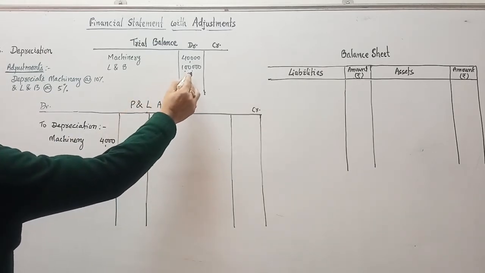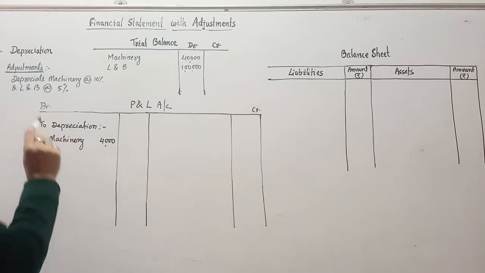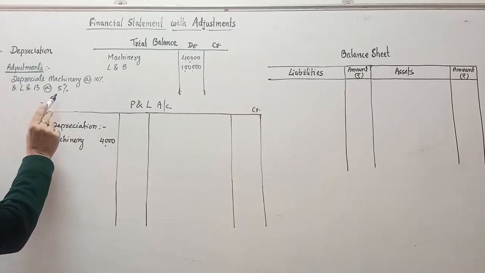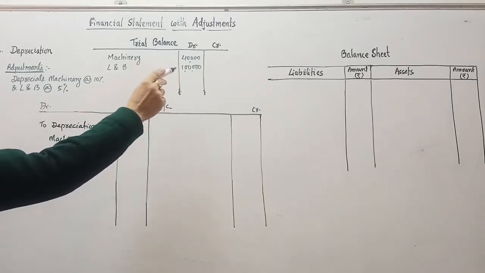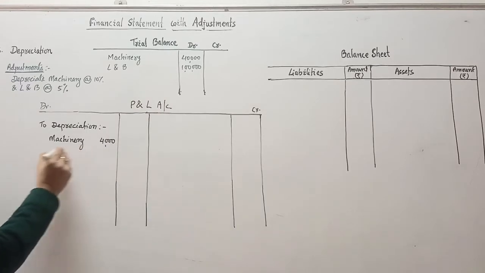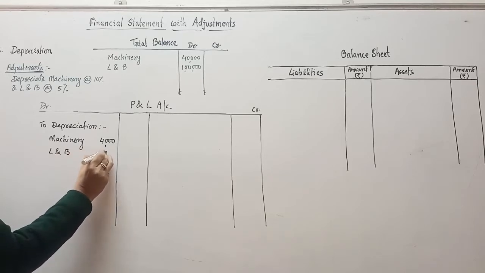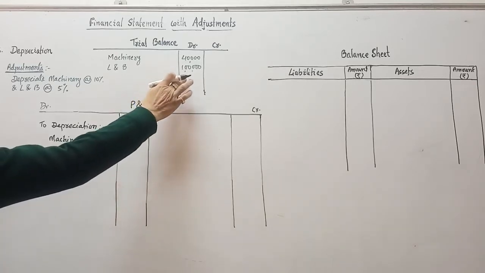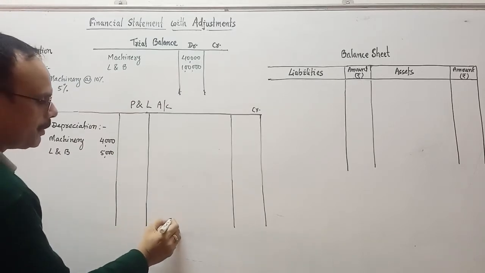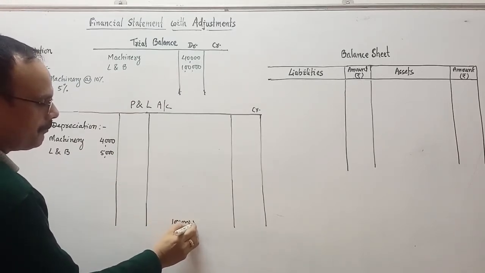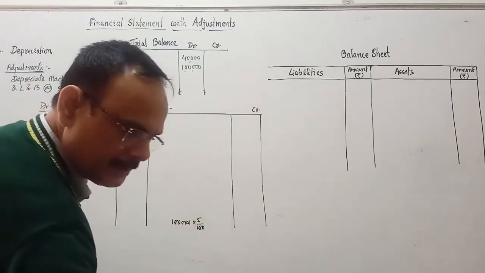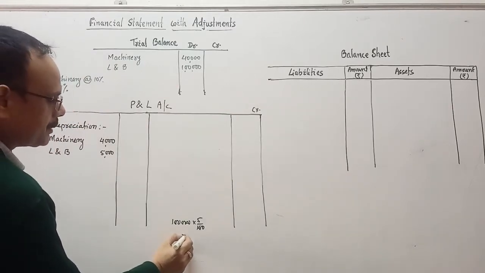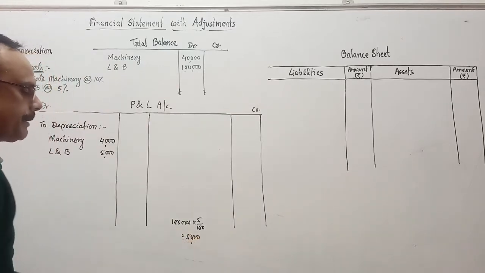And land and building is how much? It is given in the trial balance as 1 lakh. Depreciation on land and building is 5%, so 5% will be calculated on 1 lakh. 1 lakh into 5 upon 100, so depreciation on land and building will be 5,000. Is it clear?